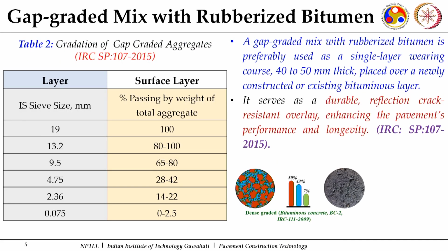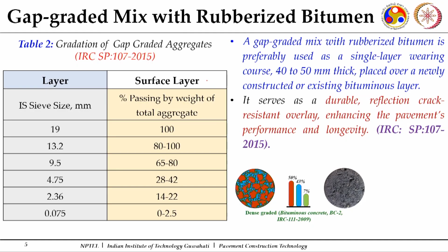Now the grading requirements given by IRC SP 107 have been reproduced here. You can see the different sizes given here, and the cumulative percentage passing on the individual sizes is mentioned.